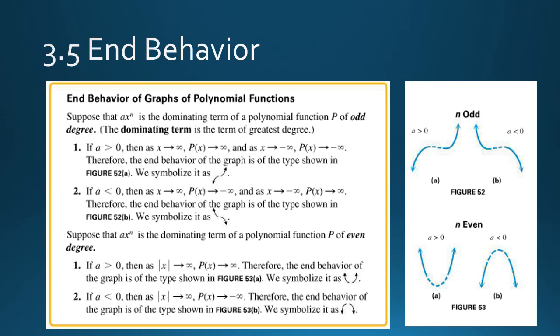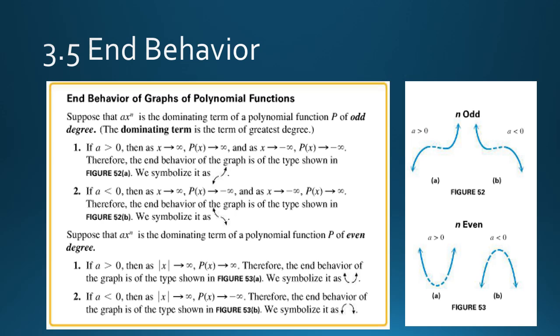Now if a is negative, we're going to expect the opposite to happen. As x gets higher, y is going to get lower. And as x gets lower, y gets higher. So it kind of does the opposite thing there. That's for odd functions. That's when that highest power is odd.